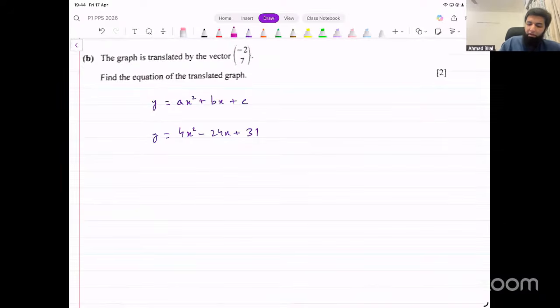What does that mean? In function notation, we are adding 7 outside the function because it's 7 units up. Inside the function, we've got negative 2, as in the translation vector has a negative 2 x component. That means we're going 2 units left. In function notation, 2 units left means plus 2, right? In horizontal transformations, it works the other way around. So it'll be f of (x plus 2) plus 7.